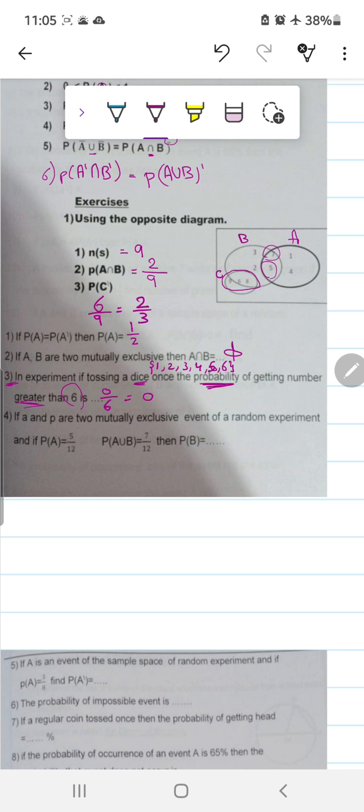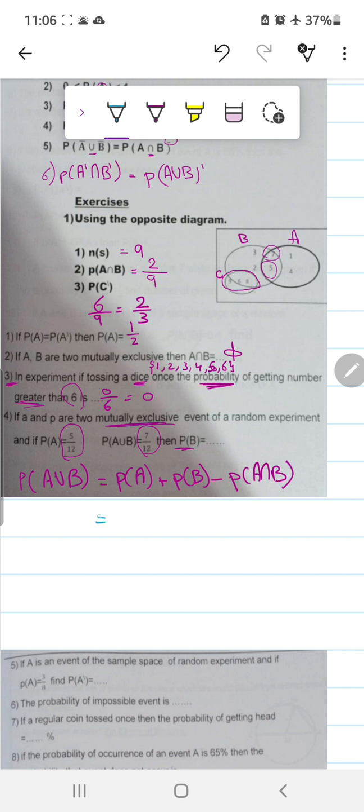Okay, number 4, A and B are two mutually exclusive events. Mutually exclusive, it means what? The intersection is 0. Probability of the intersection equals 0. Okay, here probability of A is 5 over 12, probability of the union is 7 over 12. We want to get probability of B. Okay, directly use the rule. Here probability of A union B equals probability of A plus probability of B minus the intersection.